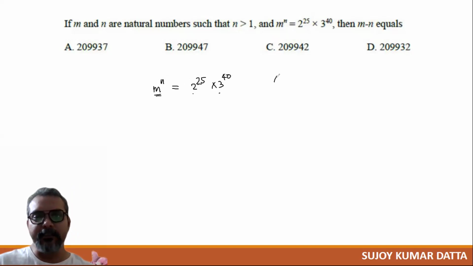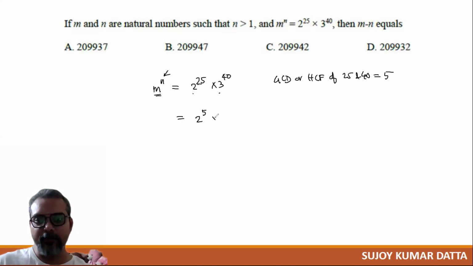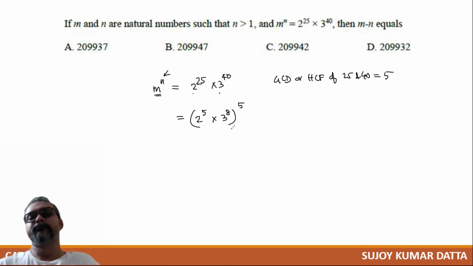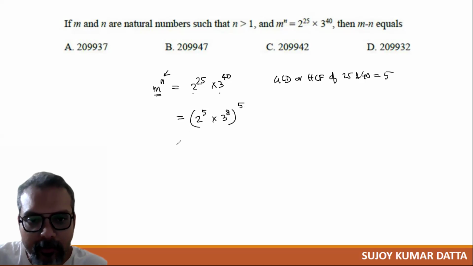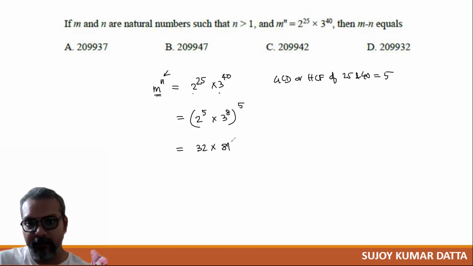So what you do is look at the GCD or the HCF of the powers 25 and 40. So that comes out to 5. So we can put the common power 5 here. So we'll adjust the rest inside. So 2 raised to the power 5 times 3 to the power 8, whole raised to the power 5. So this becomes now 2 to the power 5 is 32. 3 to the power 8 is basically 3 to the power 4, which is 81, times 81, 81 square.